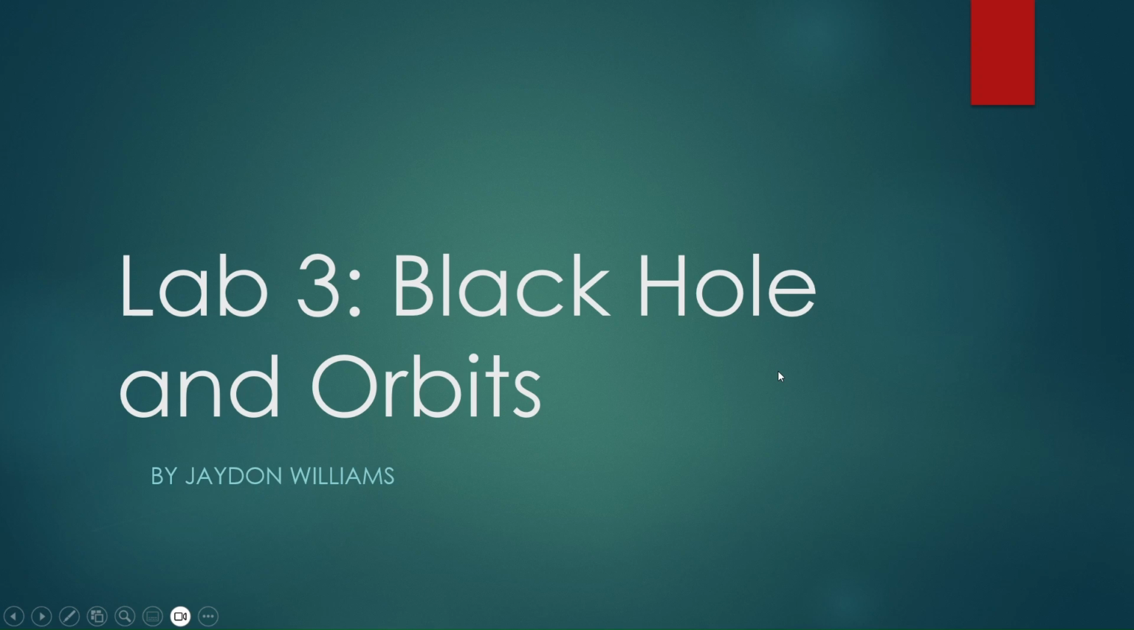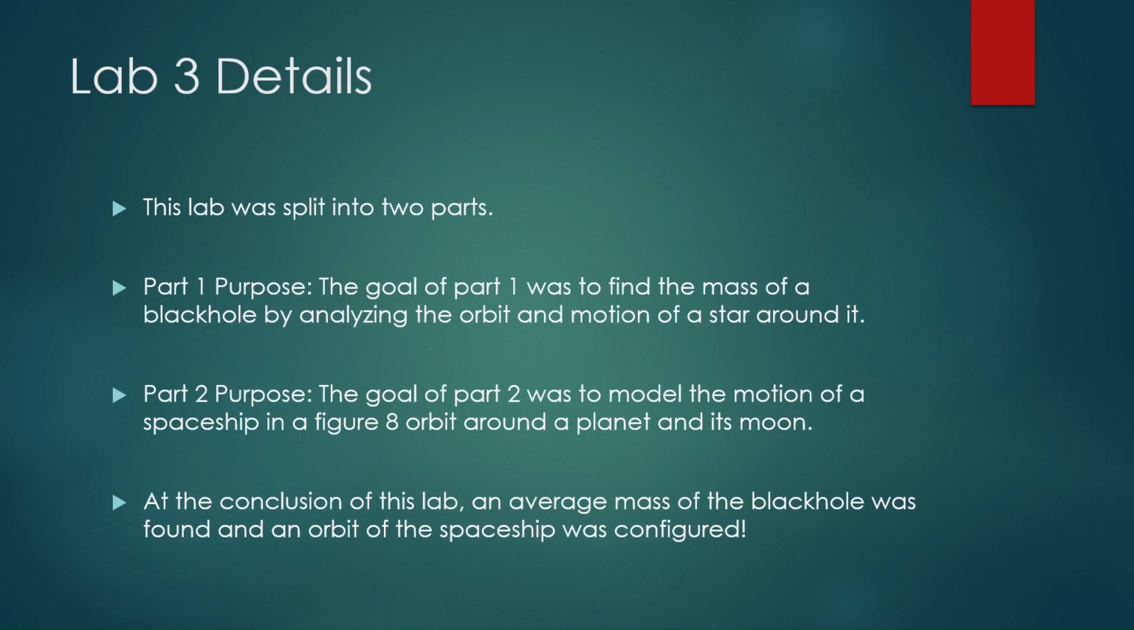Welcome to Lab 3, Black Hole in Orbits. This lab was split into two parts. The purpose of part 1 was to find the mass of a black hole by analyzing the orbit and motion of a star around it. The purpose of part 2 was to model the motion of a spaceship in a figure-8 orbit around a planet and its moon. At the conclusion of this lab, an average mass of the black hole was found and an orbit of the spaceship was configured.